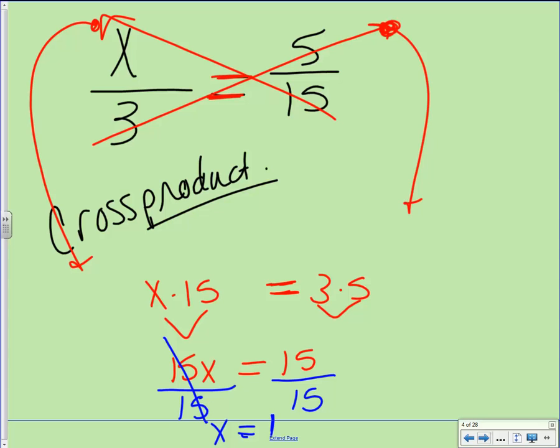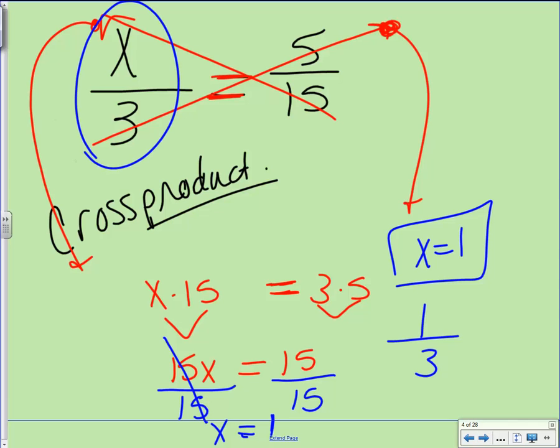So my answer for this is actually x equals 1, or the ratio of 1 to 3, because I'm filling it in over here, right? So depending on what they ask you in the instructions, you may put one of those two things right there. But x is actually only equal to 1.